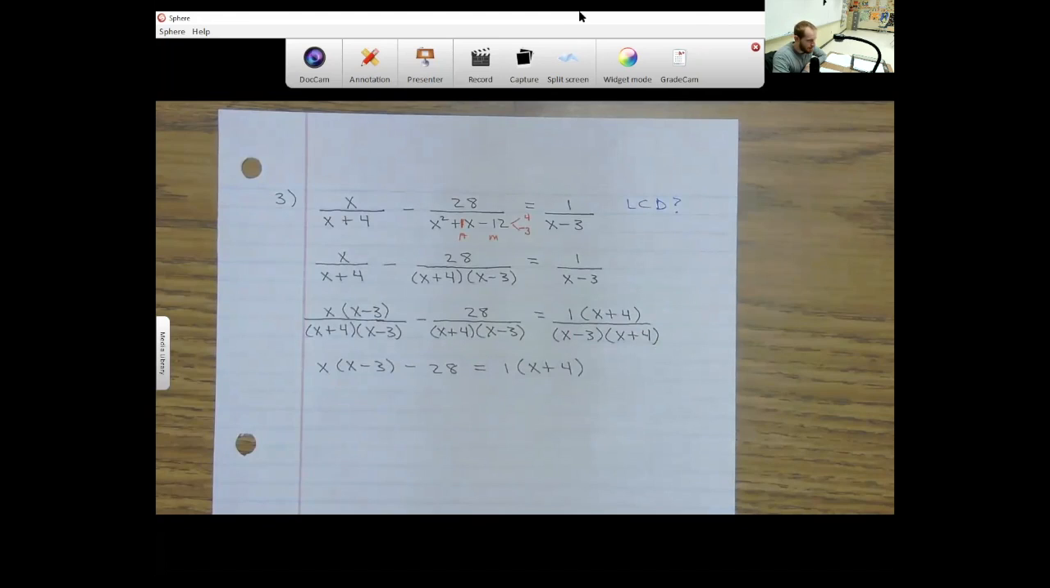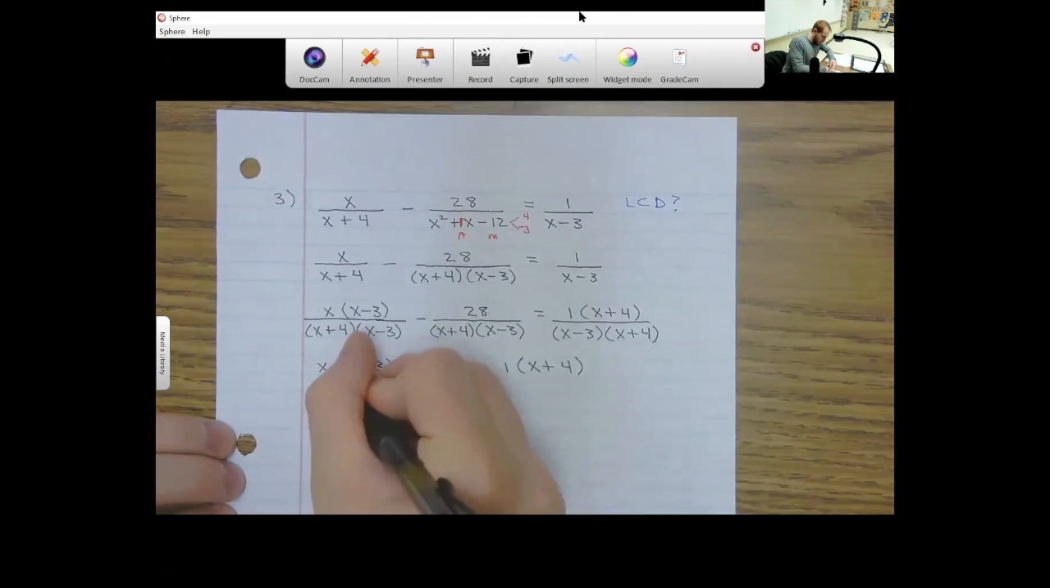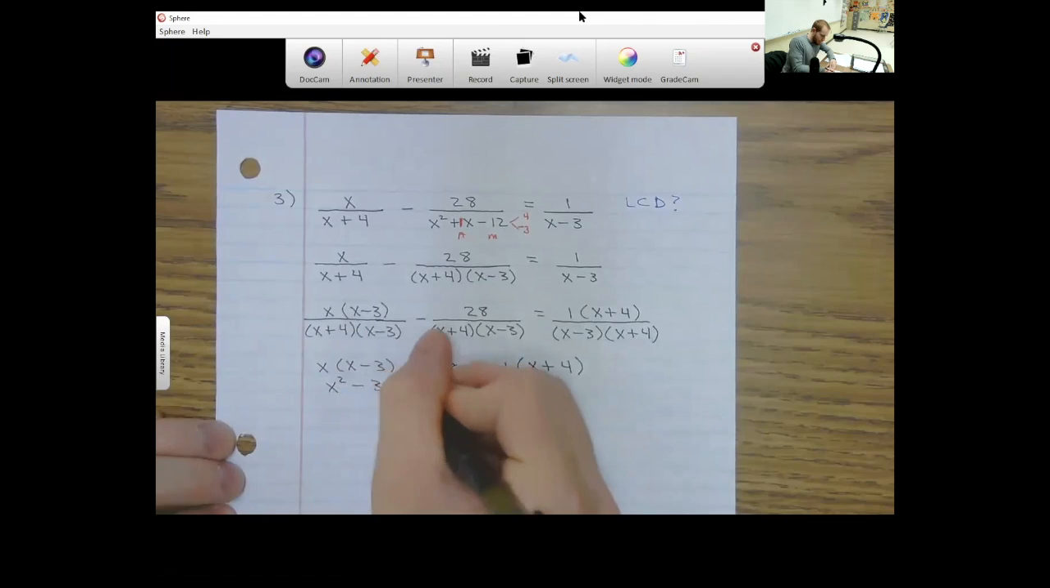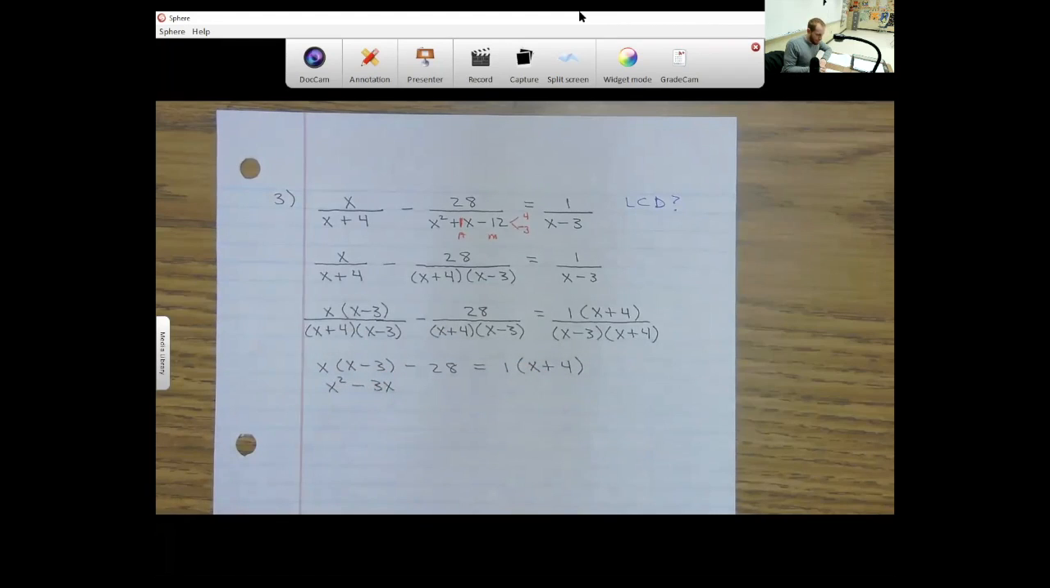So what I'm going to do is I'm going to distribute the x to everything inside the parentheses. I'm going to keep the minus 28 the same right here. And then over here, I'm going to multiply everything on the inside by 1. So everything should stay the same over here. So I get x squared minus 3x. That's if I distribute the x to everything on the inside, and the minus 28 is going to come down. Notice that I can probably factor this. We'll get to that later. Over here, 1 times everything will just leave an x plus 4.